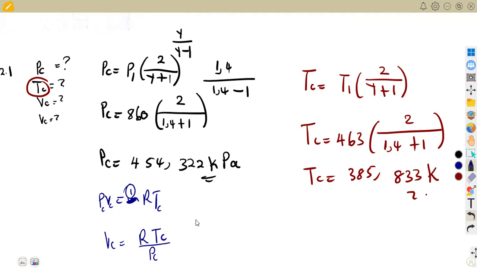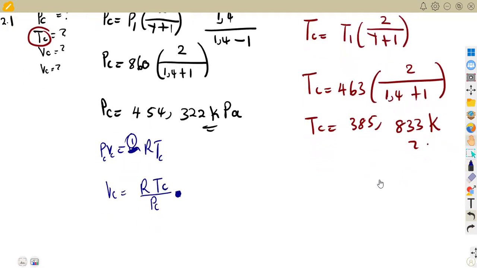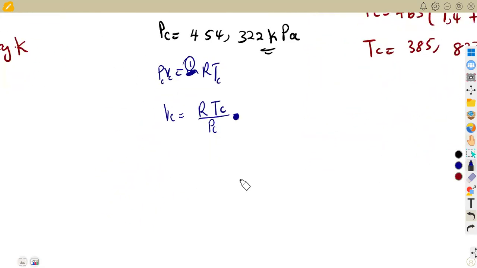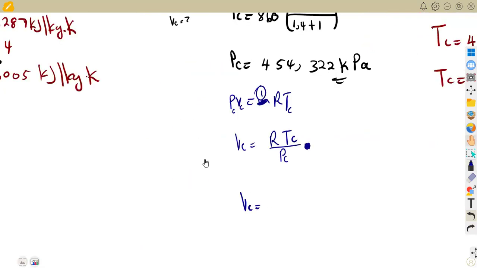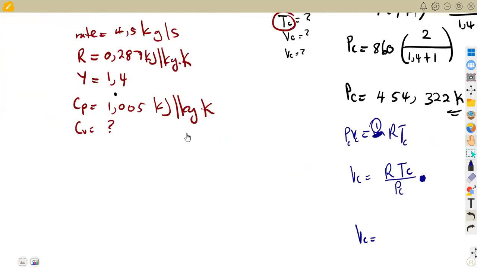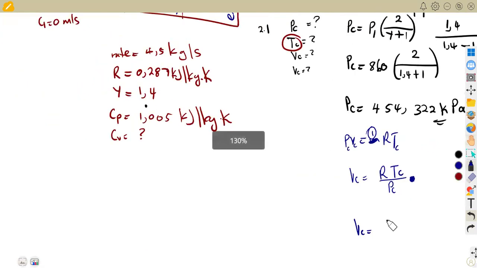This is the formula that you're supposed to note, and it's very important that you know it that way. If you check, we've got everything in this case. So that is the volume. VC is R times TC over PC. Our R, the gas constant, is given as 0.287.